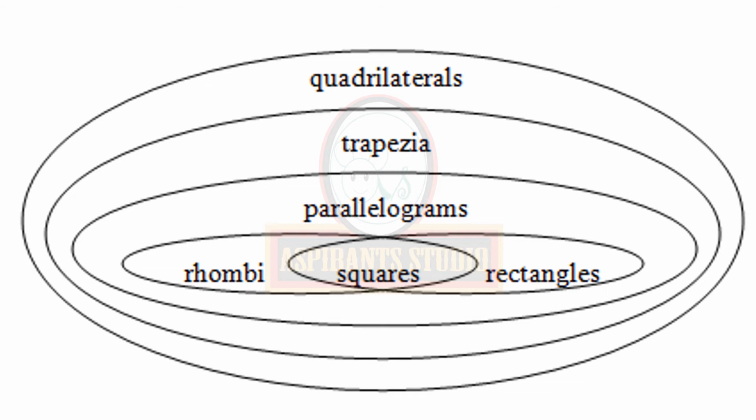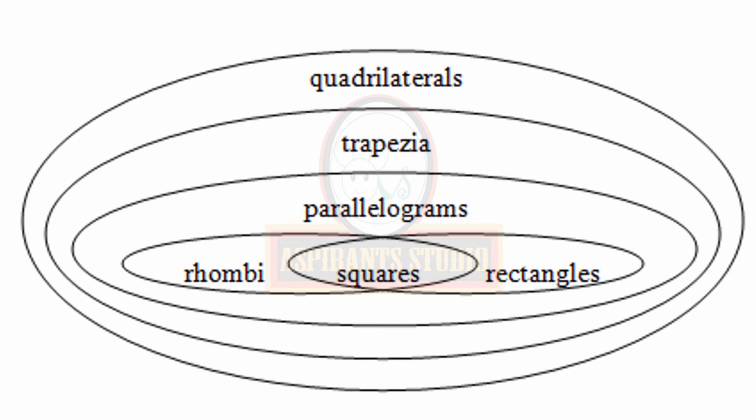And under parallelograms you can see parallelogram is having many types. In that, one is rhombus, the other one is squares, another one is rectangle. Every square is a parallelogram, but all parallelograms need not be a square. You can understand from this Venn diagram.